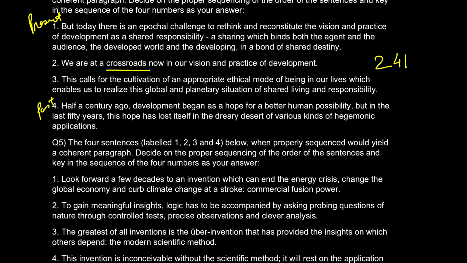Past "half a century ago" और present "today" की help से represent किया गया है. तो ऐसे छोटे छोटे keywords होते हैं जो आपको बहुत ज्यादा help करते हैं अपने answer को frame करने में, especially when it's a TITA based question where you have no options. Okay, so the last option of course is number 3 because 3 ही बच गया. So the answer is 2413.